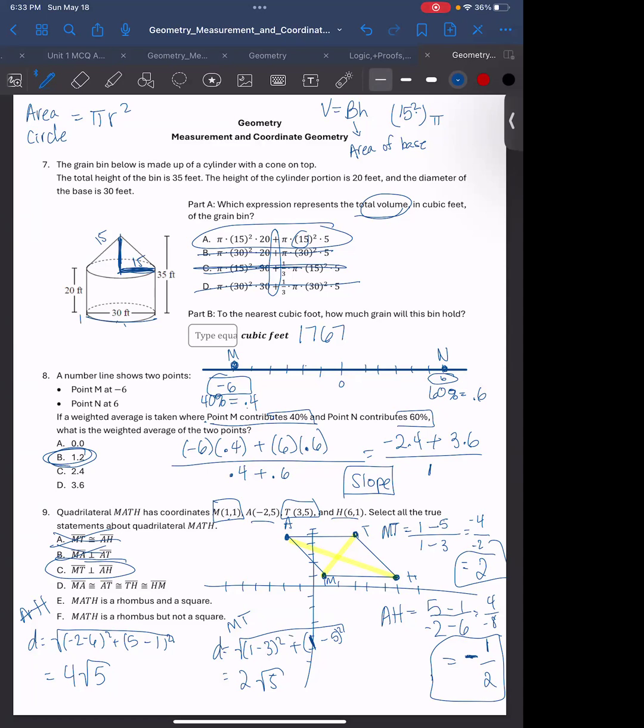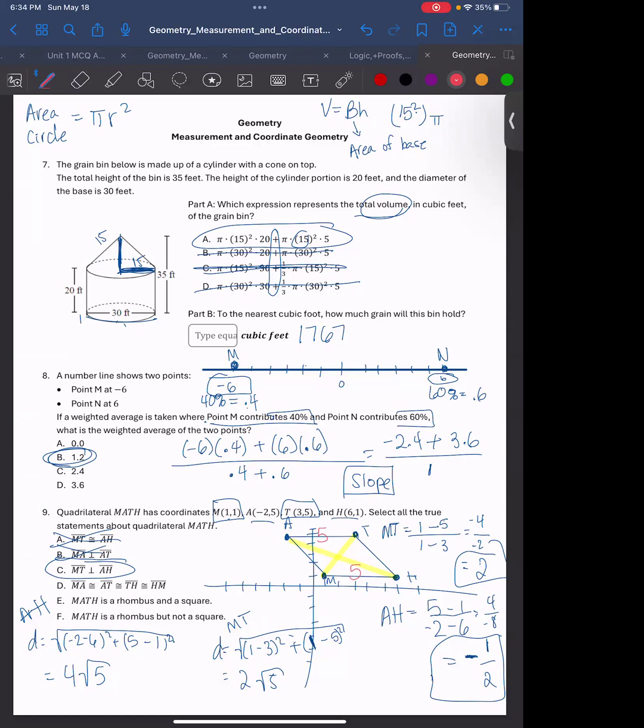The easiest ones are from M to H and A to T. From M to H, my Y's both stay at 1, so all I have to do is count from 1 to 6. How much is 1 to 6? 5. And then from -2 to 3, also 5. So far, I'm off to a good start.